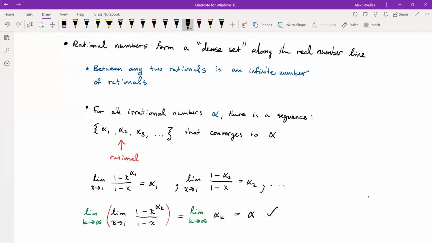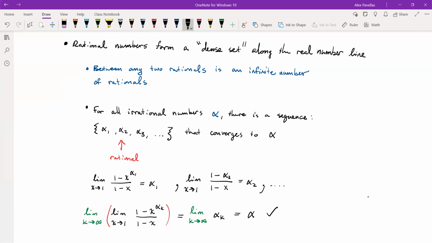So if alpha is irrational, then there's a sequence of rational numbers that approximate it. All right, this was very technical looking, but the basic idea is that if I want to raise x to an irrational power, I could find a rational approximation to that irrational power and do x to that. And if my approximation to alpha is good, then my approximation to x raised to that alpha will also be good. So that's it.